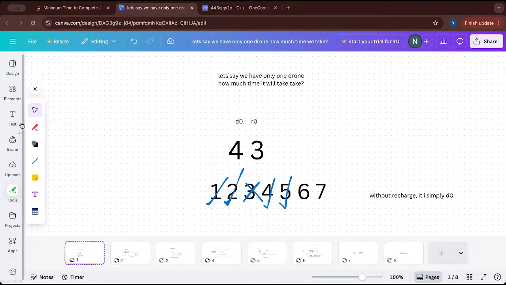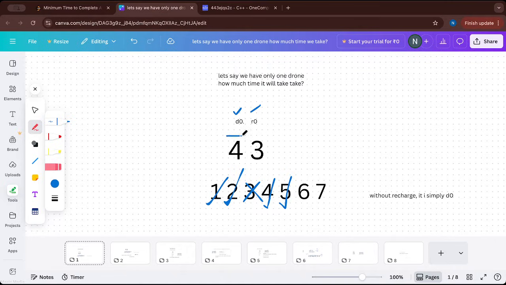So let's say we only have one drone. What is the time it will take to deliver its D0 deliveries? Let's say D0 is 4 and R0 is 3. What is the time it will take to deliver this number of orders for D0? It can deliver at hours 1, 2, 4 and 5. It must recharge at 3. So it is simply 5.